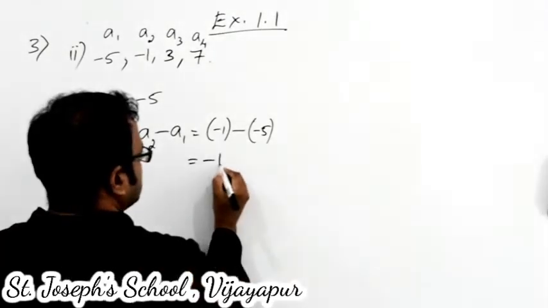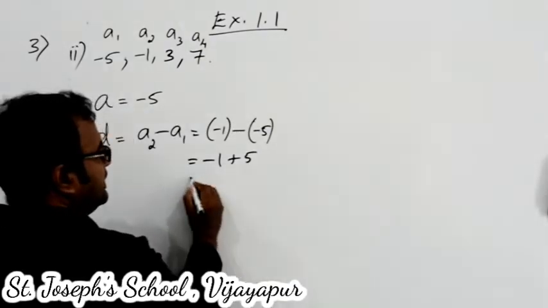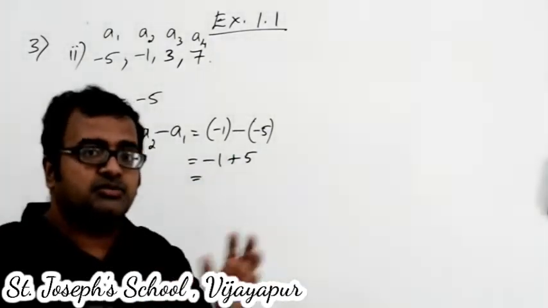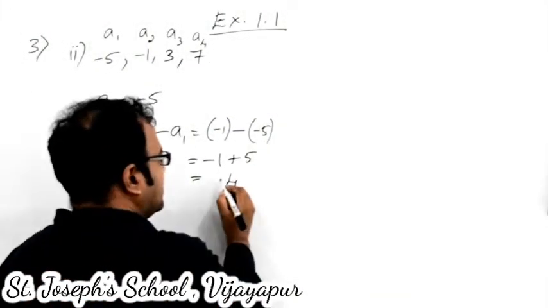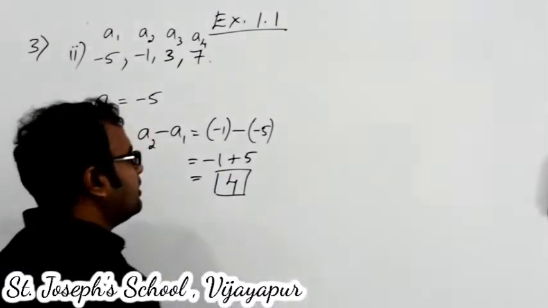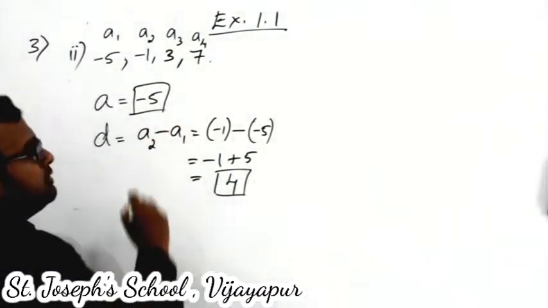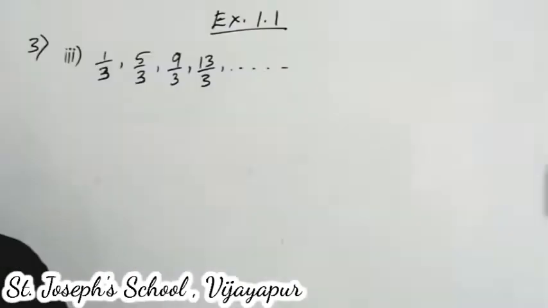Simplification: minus 1 as it is, minus into minus gives plus 5. One is minus, one is plus, different signs, so subtract. The answer is 4. The bigger number's sign is plus, which need not be written. So D is 4. Therefore A is equal to minus 5 and D is equal to 4.